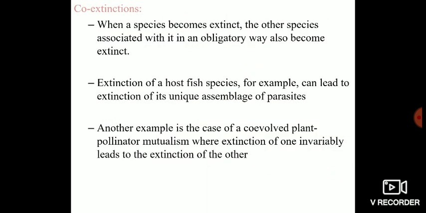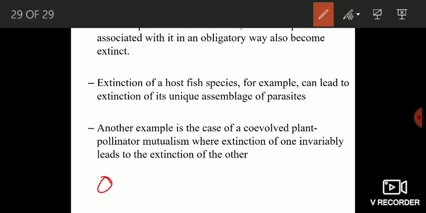And finally you have co-extinctions. You know that species are dependent upon each other for their existence, and when a species becomes extinct, the other species which is associated with it in an obligatory way also becomes extinct. That means if you have two species and they are dependent upon each other in an obligatory way, when species A is removed, species B which depends on species A is also going to go extinct.